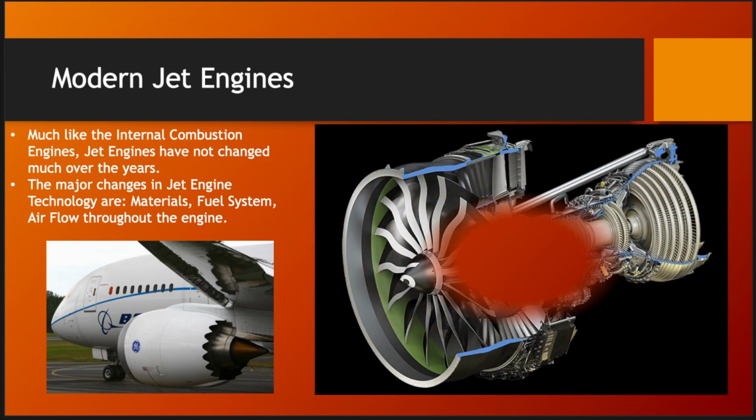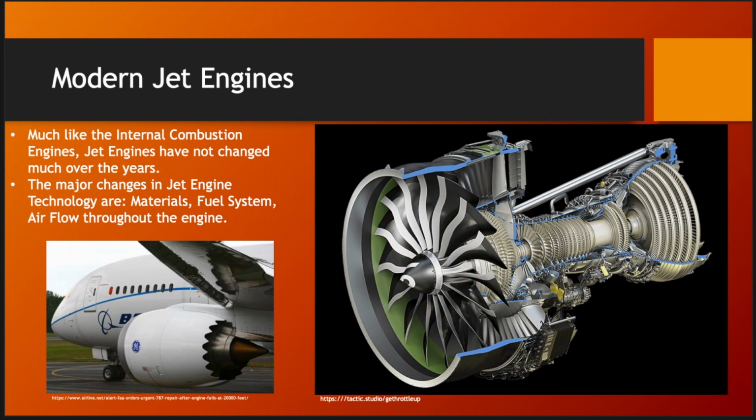And modern jet engines, much like the internal combustion engine, really haven't changed much over the years. Materials, fuel systems, and airflow throughout the engine. The tighter you can make an engine, the more fuel and air it can actually utilize all the way, thus making more power. So that's why you would have that.